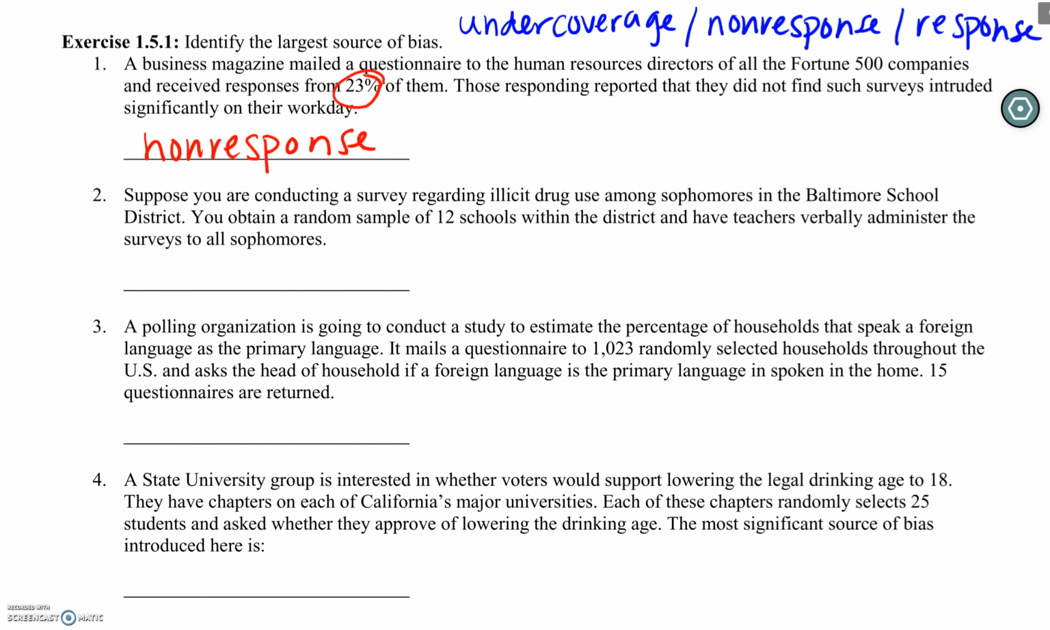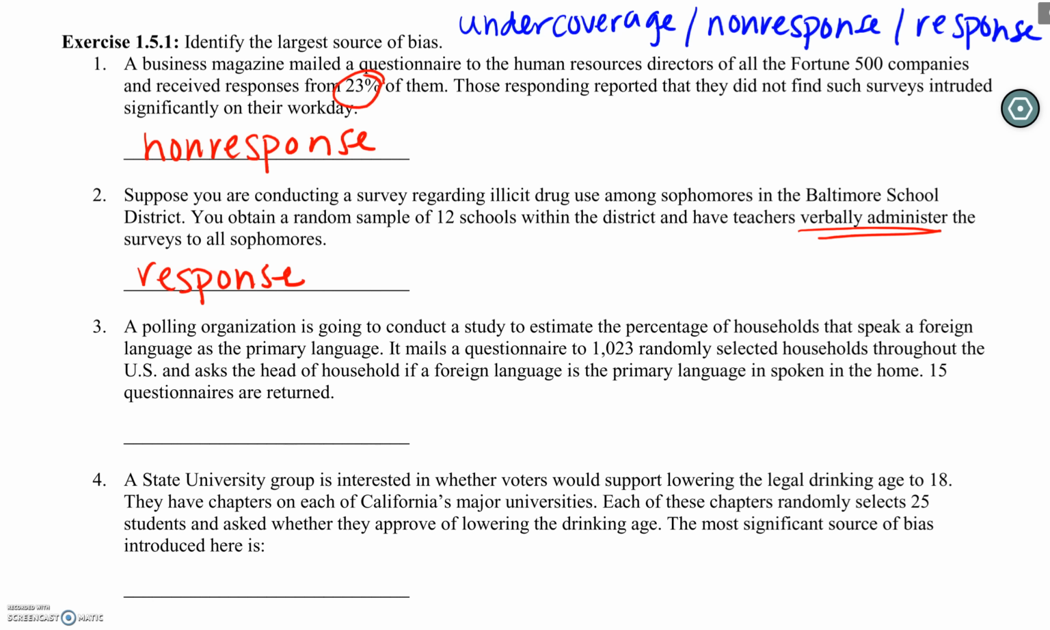Number 2, we're going to conduct a survey. We're going to have teachers verbally administer this survey to sophomores, asking them about their drug use. Hopefully we can see here our issue is going to be response bias. There is a reason we're not going to get accurate information. Verbally administering a sensitive topic test is going to result in response bias. These students are not going to be truthful with their teachers about whether or not they're using drugs.